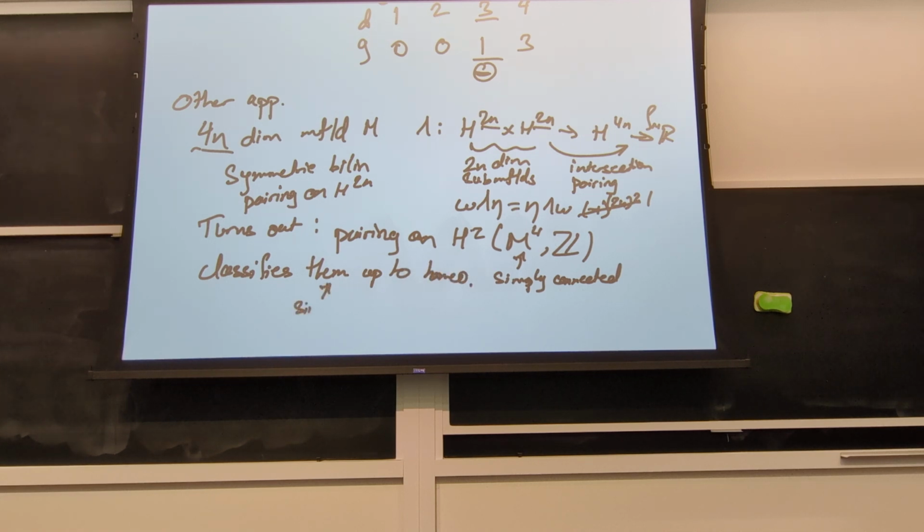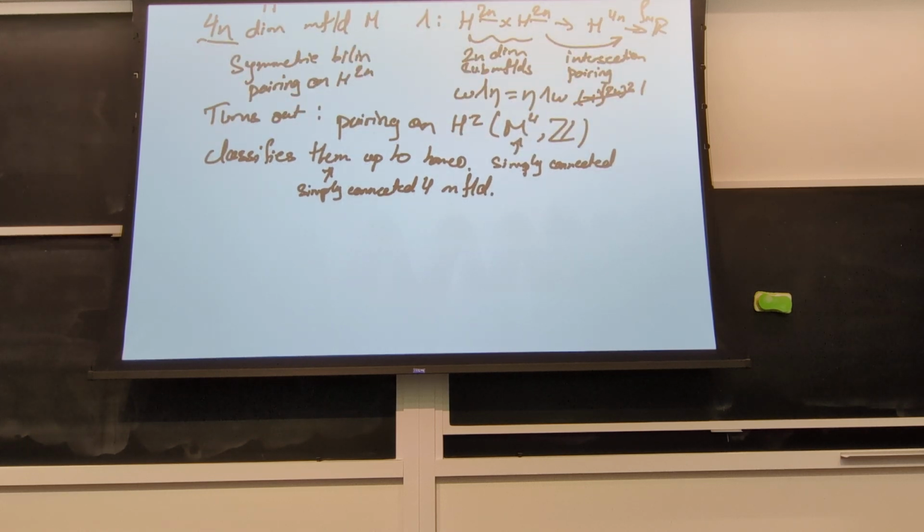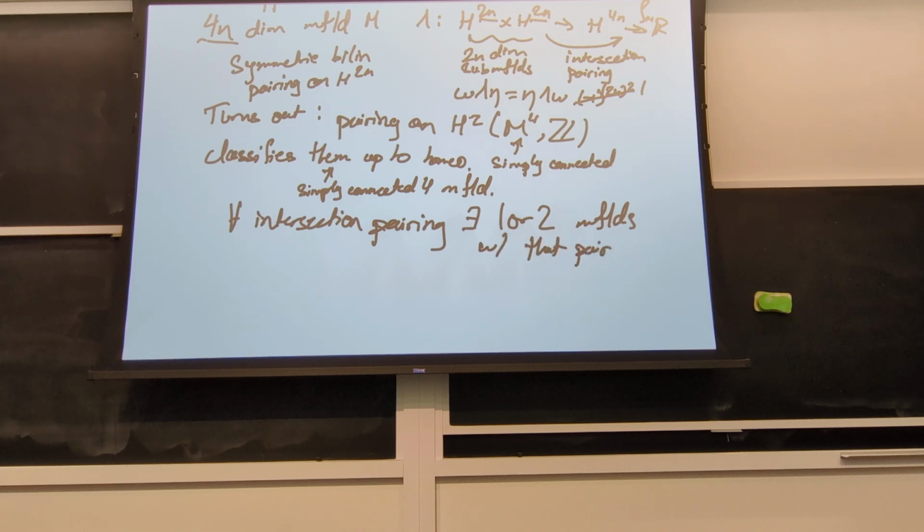Yeah, so simply connected. And it turns out that for every intersection pairing, there exists one or two, I'm pretty sure, manifolds with that. For general 2n, or 4n? Dimension equals 4. Oh, so this is a 4-dimensional story.